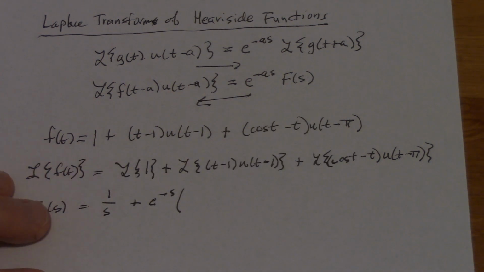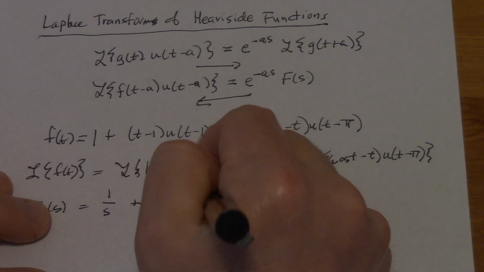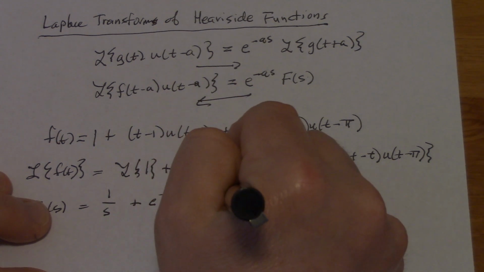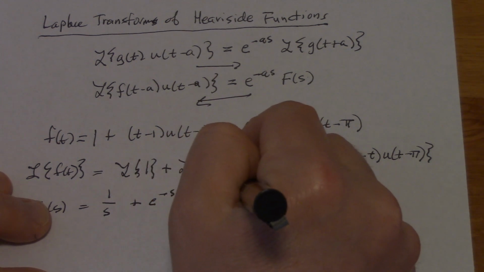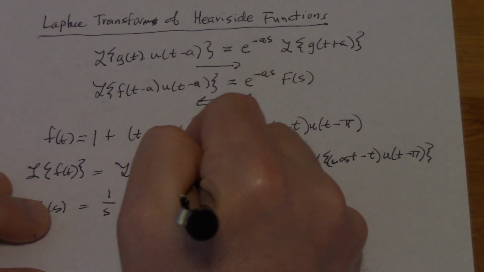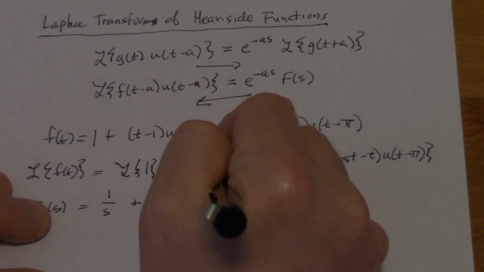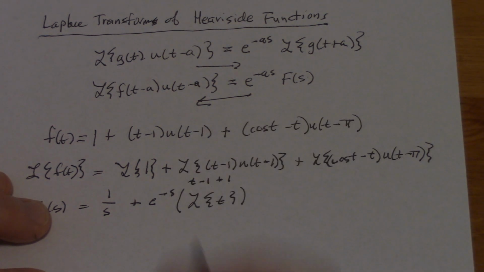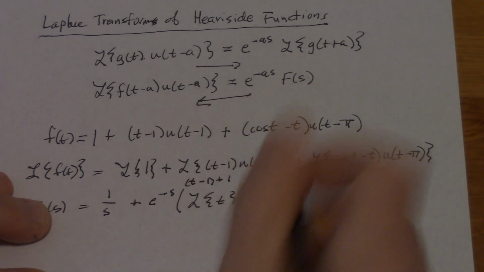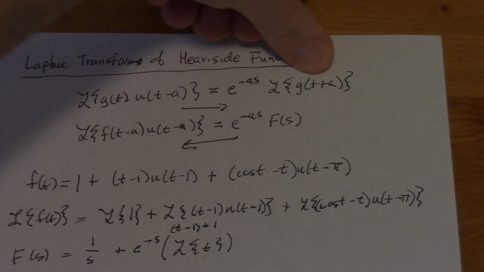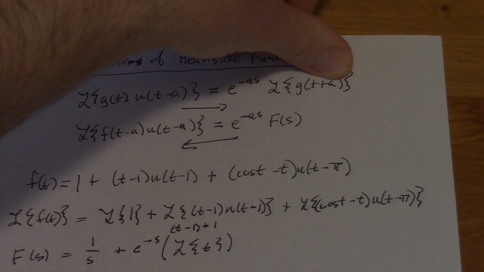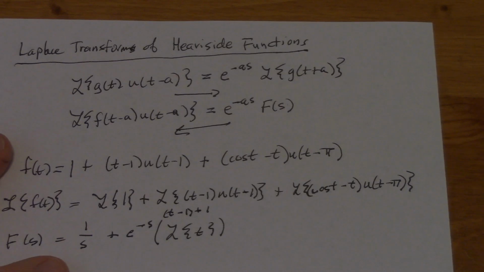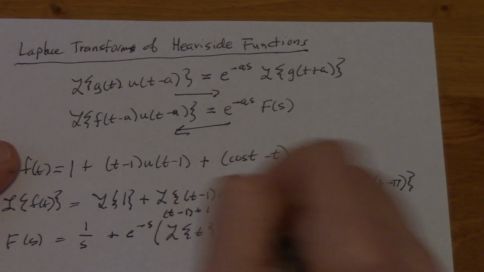And then I would be finding the Laplace transform of t. Now, let me stop for a second and say, why is that? Because t minus 1 plus 1 would just give you t. And this would be, as I'm looking up here, g of t plus a, where a equals 1.